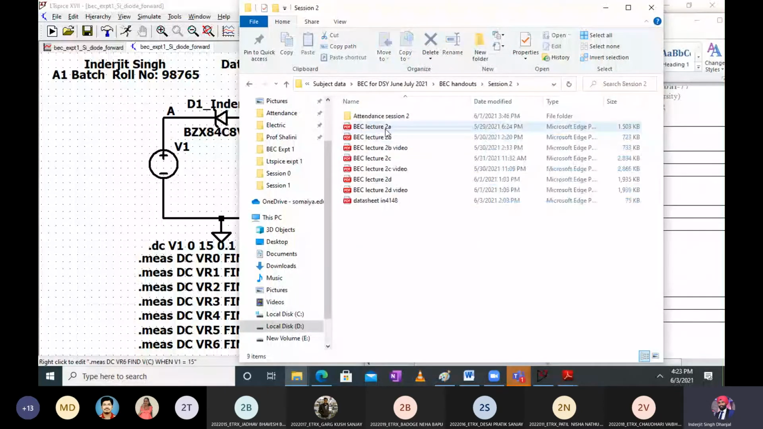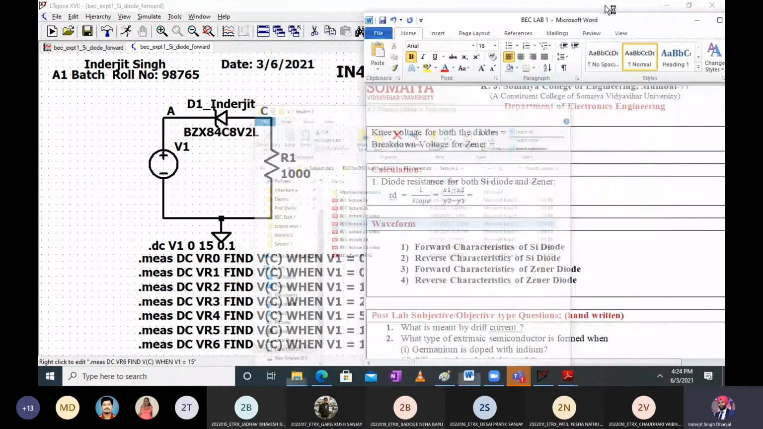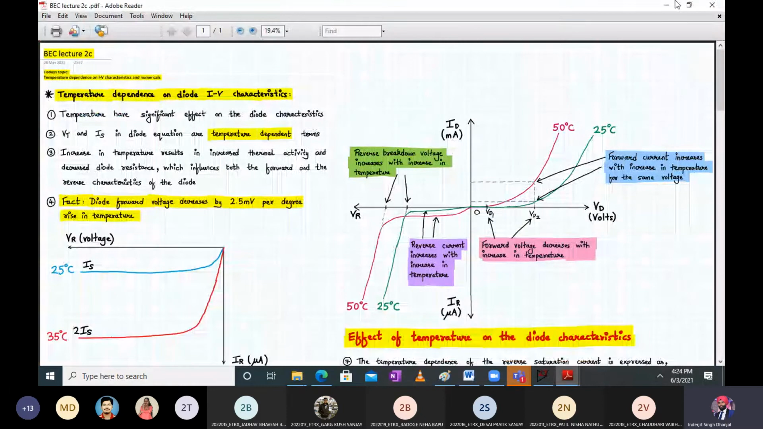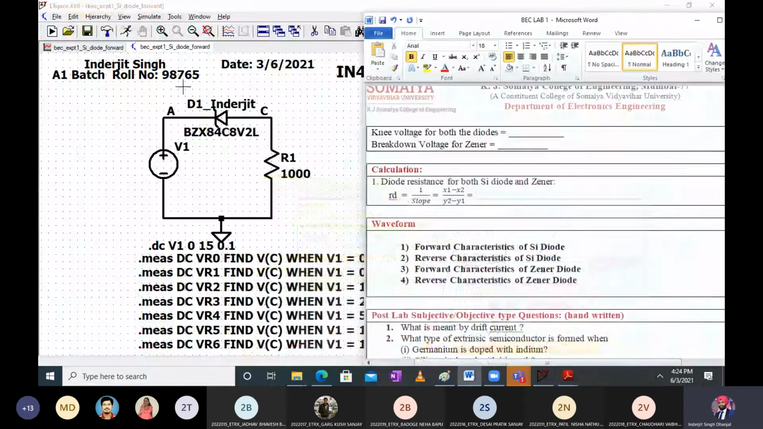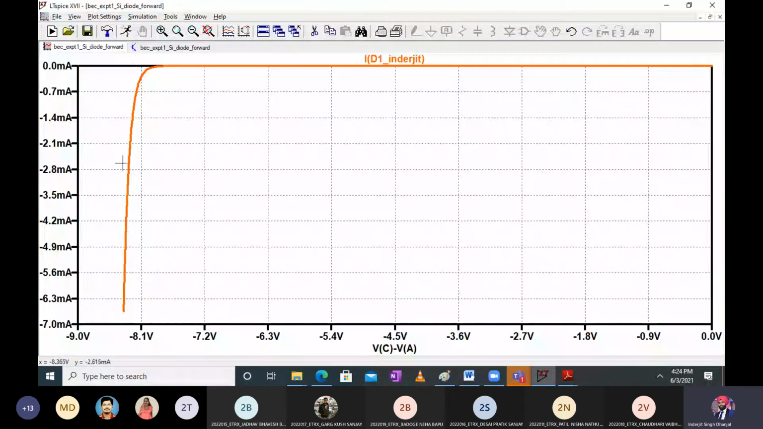Where is the graph? Yeah, let me see. I want to show you all how to measure the knee voltage and the breakdown voltage. Breakdown voltage, so I told you the technique. If you draw a tangent over here along this line, it will be close to 8.2. So 8.2 is the breakdown voltage of this diode.